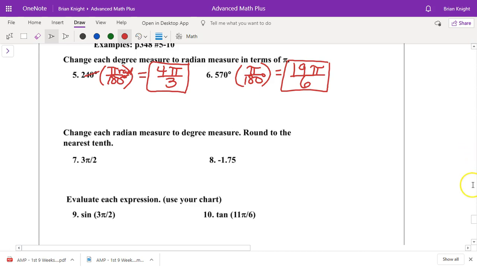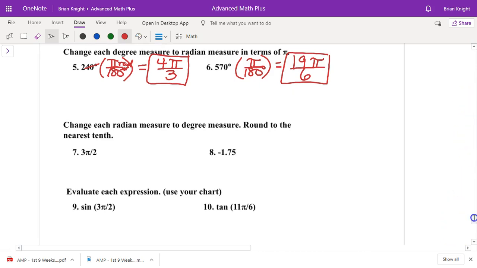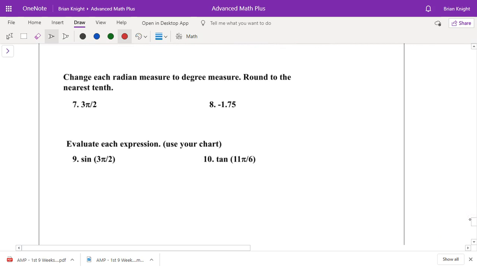So 3 pi over 2, and we're going to change that to degrees. So I'll multiply by 180 over pi. The pi's do what? Cancel. And basically you just have to say 3 times 180 divided by 2, and you should get, I believe, 270 degrees. Is that correct? 3 times 180 divided by 2, or 3 over 2 times 180, however you want to put it in your calculator, or in your brain.